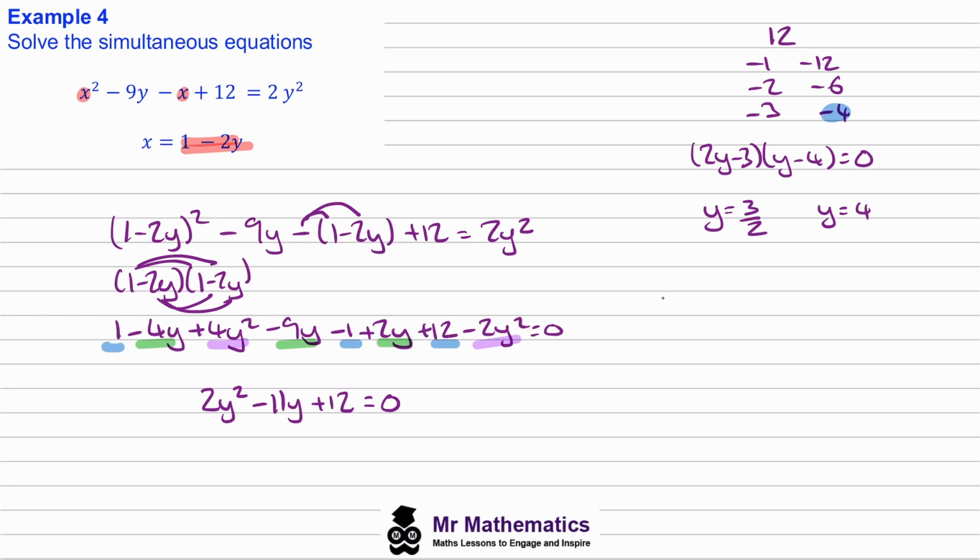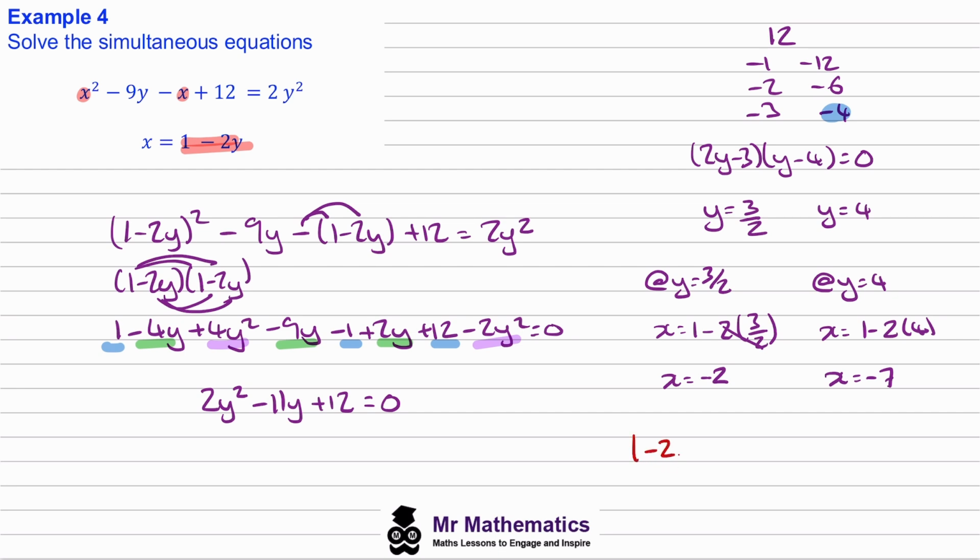We need to find our x values. So at y equals 3 over 2, we'll substitute that into here. x will equal 1 minus 2y. These will cancel, and x will equal -2. At y equals 4, x will equal 1 minus 2 lots of 4, so x will equal -7. So the coordinates of intersection between the two graphs will be -2, 3/2, and -7, 4.